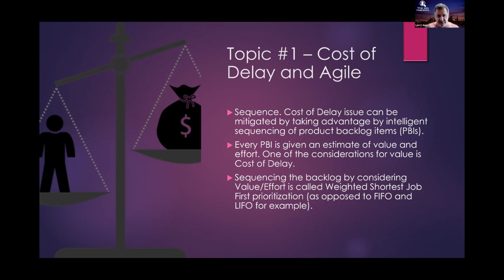Number 1, sequence. Cost of delay is mitigated by intelligently sequencing our backlog, by taking the items that are in our backlog, our intellectual inventory, if you will, and making sure that all of these things have value and effort so that we can sequence properly to deliver the most value over the shortest amount of time. If you remember from the video you just saw, they referred to something called CD3, which is the mathematical way to reduce your cost of delay. CD3 is cost of delay over duration.